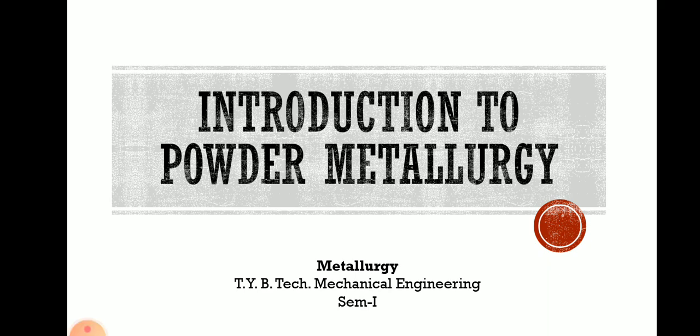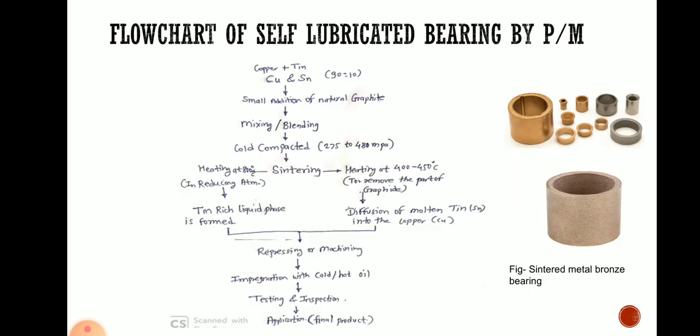In last lecture we have started the actual applications of powder metallurgy. In that we have started the first application, that is a self-lubricated bearing. In that lecture we have seen what is the working of self-lubricated bearing, what are the characteristics of that self-lubricated bearing, and what are the applications of that self-lubricated bearing. After that, we have seen the flow chart of the self-lubricating bearing by powder metallurgy.